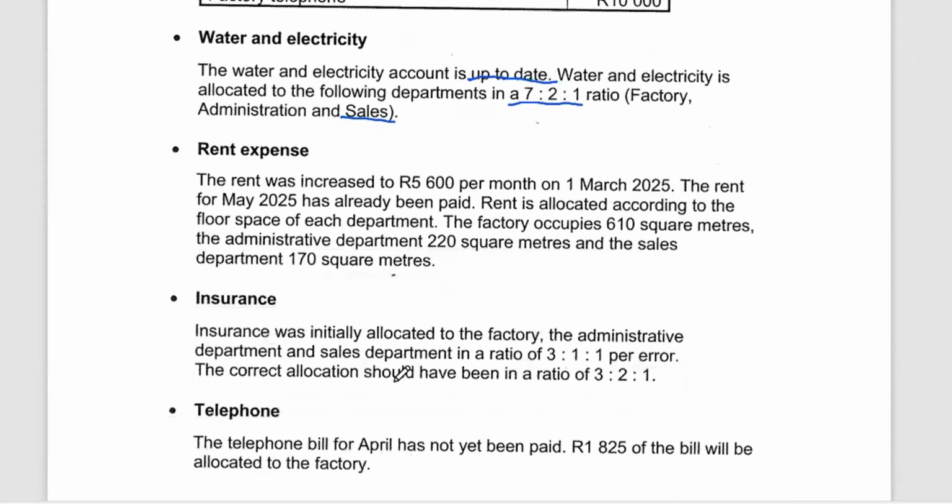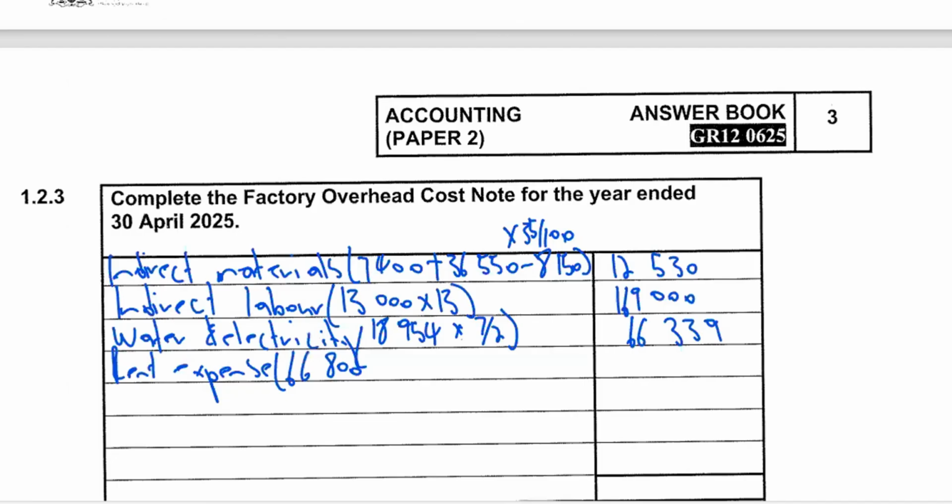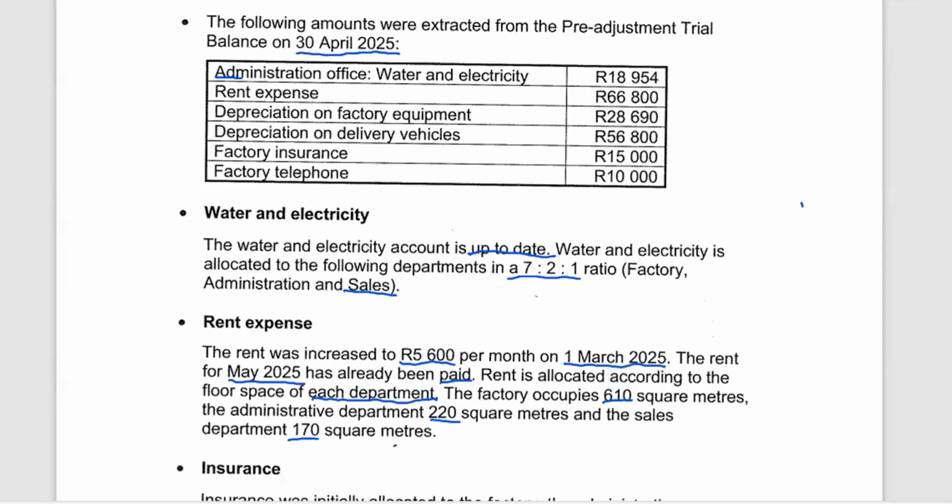Also have rent expense. The rent was increased to 5,600 per month on 1 March 2025. The rent for May 2025 has already been paid. So now we have our rent of 66,800. Then we minus the 5,600. The rent for May 2025 has already been paid. We are minusing this 5,600 because it's the increase for May.